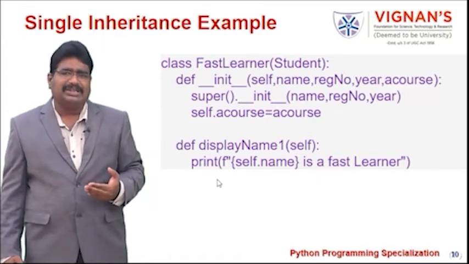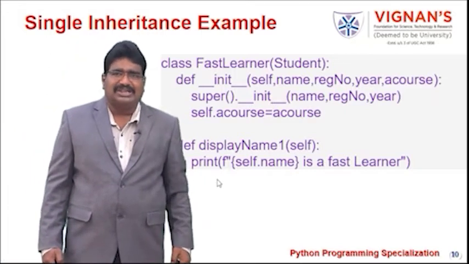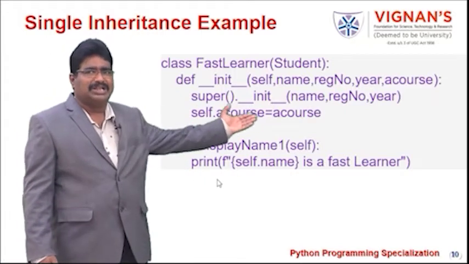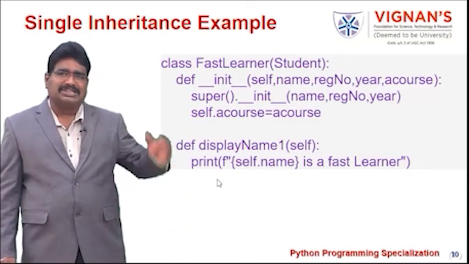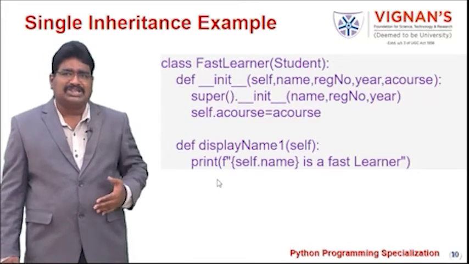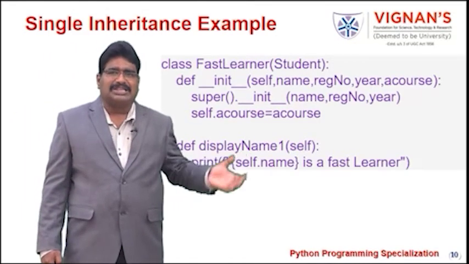Now our requirement is we want to display the name of the fast learner. For that reason we simply use the method name display name 1. Why do we call it display name 1? Because display name is already used as a method in the student class. So if we use display name here also, then automatically there is a method overload.